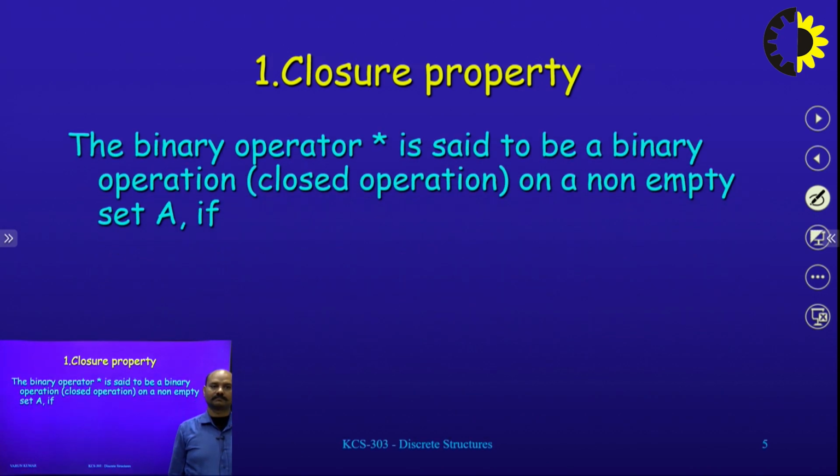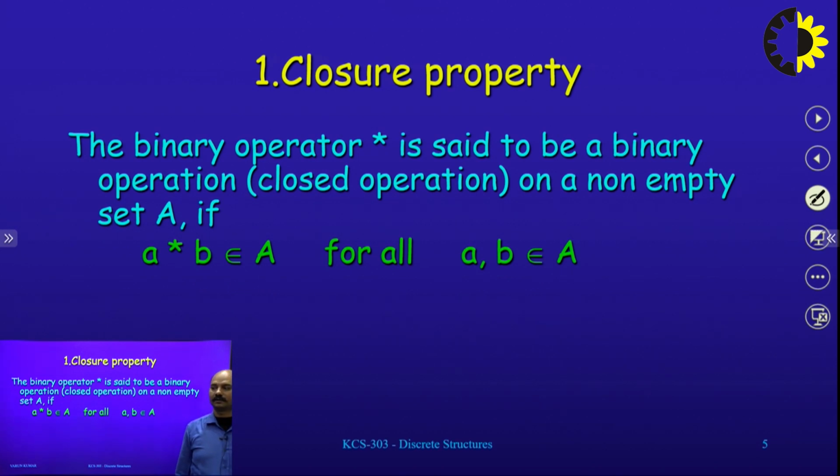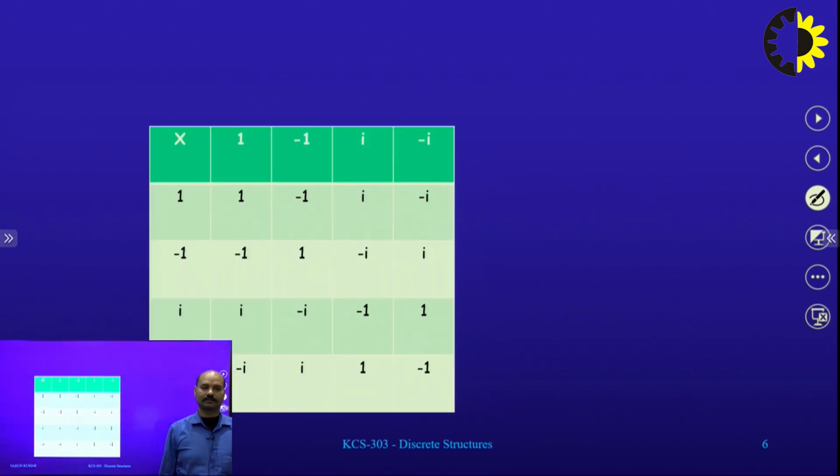Then the closure property: the binary operation star is said to be a closed operation on a non-empty set A if a asterisk b belongs to the set for all values of a and b. It means for all pairs of elements of this set, the result after performing the binary operation must belong to the set only. That is the closure property. Is it closed? We have already calculated that it is closed.